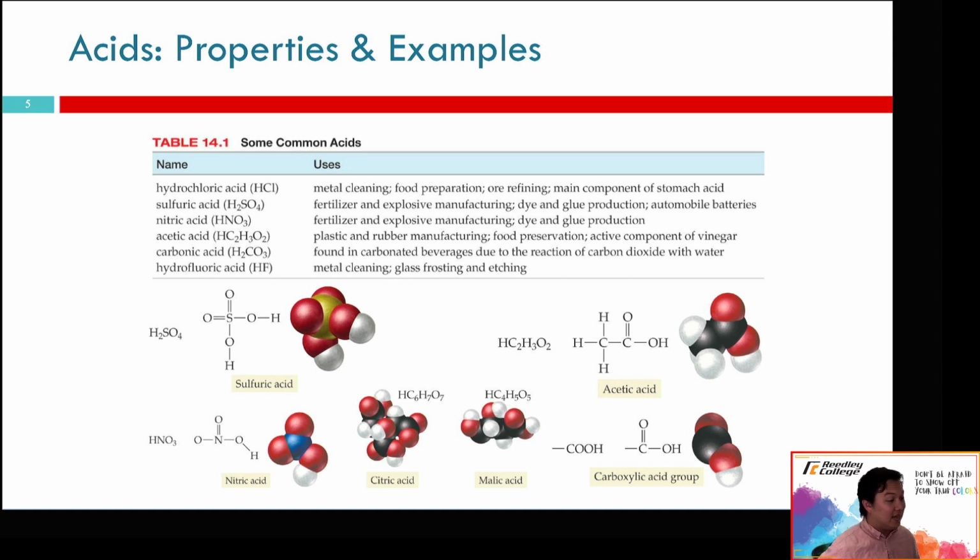There's also things like acetic acid, which you can use for plastic and rubber manufacturing or food preservation, which is the active component in vinegar. So when you pickle something, right, pickling is you soak it in vinegar and salt for a long time. That's the food preservation. You're using acetic acid there. Carbonic acid we find in our carbonated beverages. We talked about that yesterday and how really when you're dissolving that carbon dioxide in water, it's forming carbonic acid.